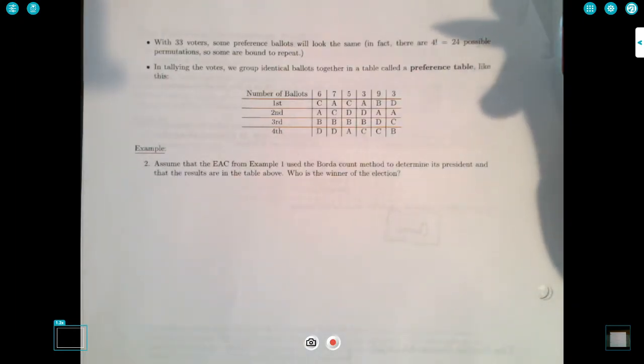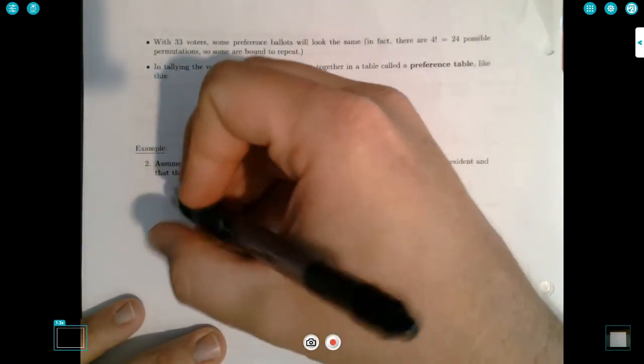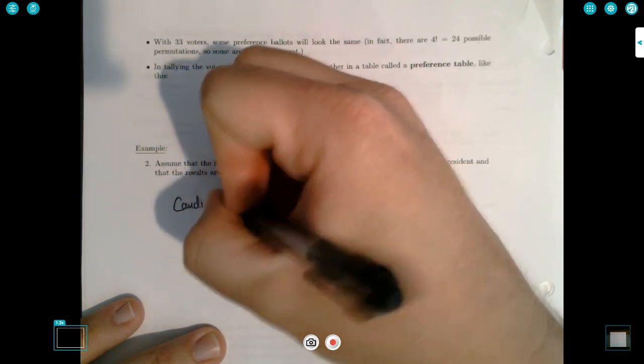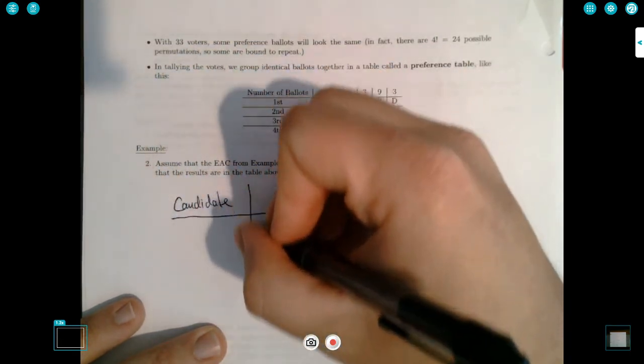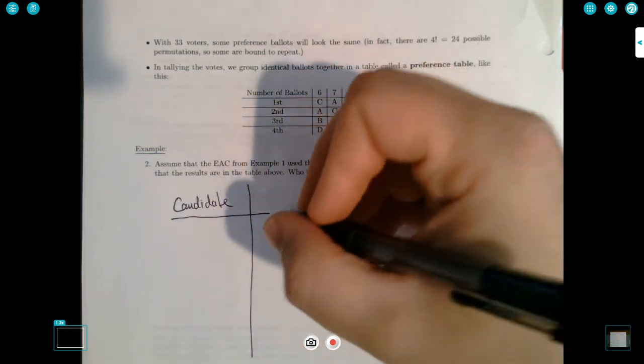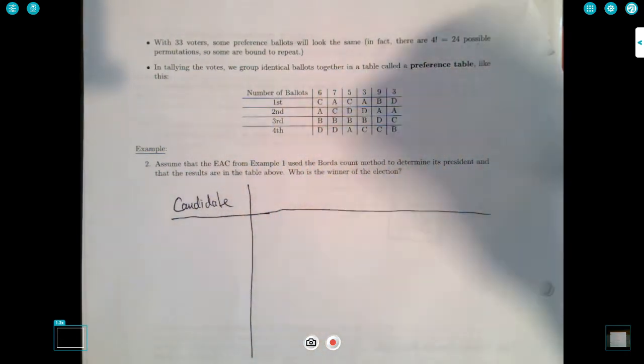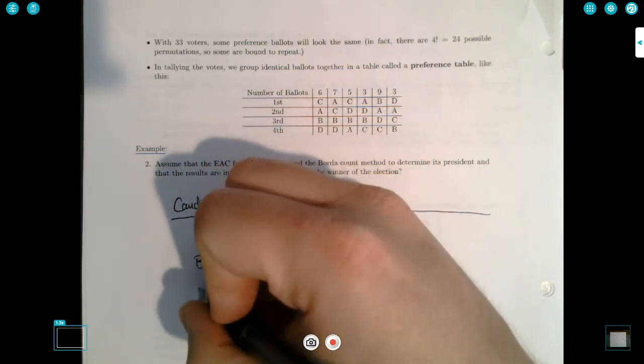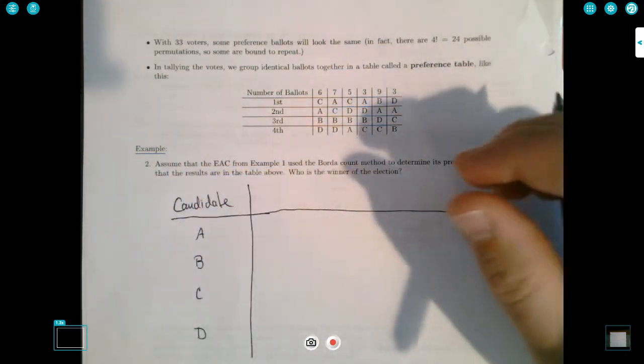Well, what we need to do is count up the number of points that each individual earned. I'm just going to do this in order, so I'm going to make a little table in order to organize my work. For candidates, we're going to have Anne, Ben, Kareem, and Doreen.